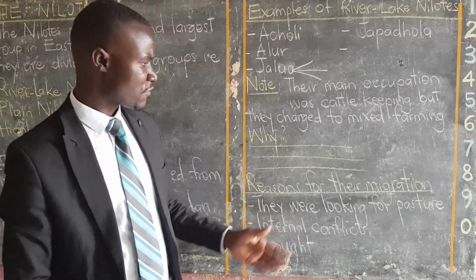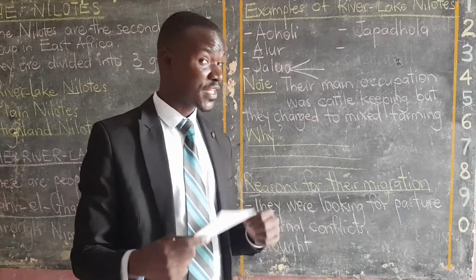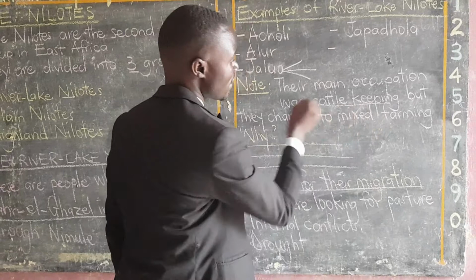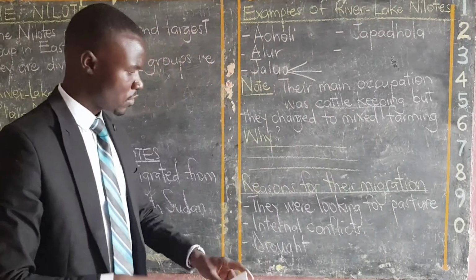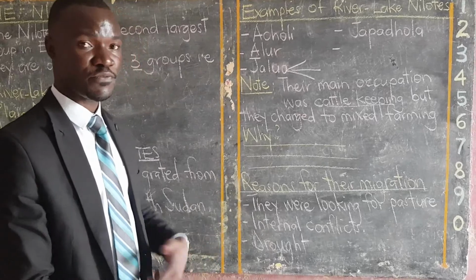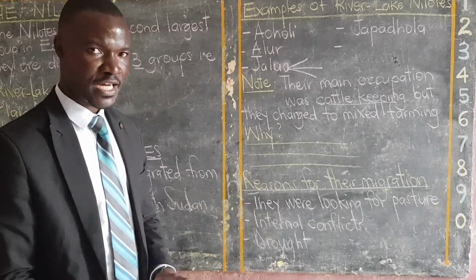Lastly, the reasons for their migration. They were looking for water and pasture for the animals. Remember, their main occupation before they came in was cattle keeping. So that's what they were looking for: areas that had pasture and water for their animals.